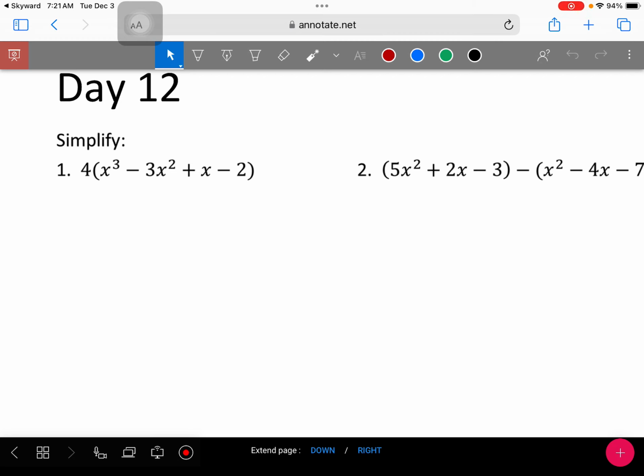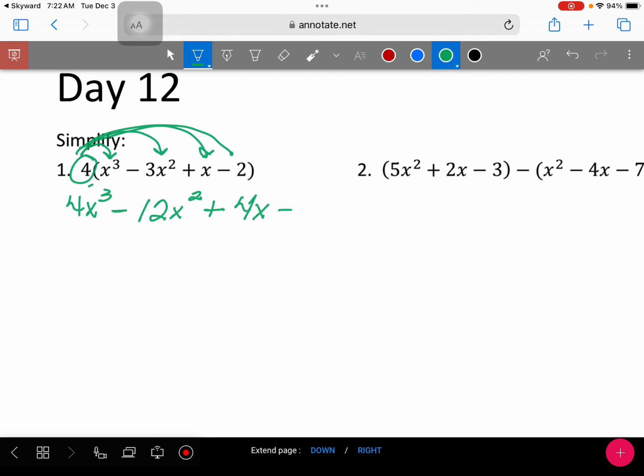Simplifying. So we're jumping to day 12. And we are multiplying 4 times everything inside the parentheses. We even have a 4 term here. So the answer would be 4 times x to the third minus 4 times 3 is 12x squared plus 4 times x is 4x, and then minus 4 times 2 is 8.